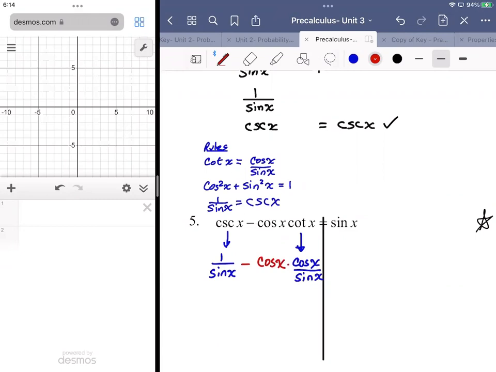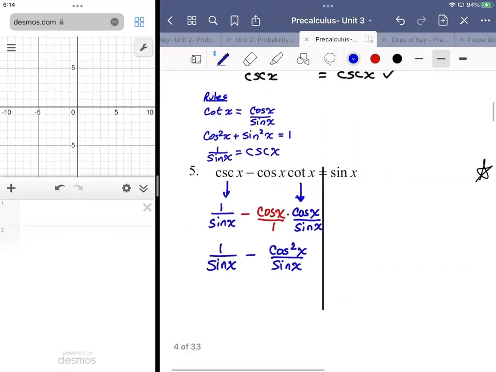All right, so we're looking at something that's got kind of a similar feel, right? But this one's going to work out in a more concise way, because that cosine of x can be thought of as cosine x over 1. When you multiply, you get 1 over sine x minus cosine squared x over sine x. With that common denominator, I can say over the sine of x, we have a 1 minus cosine squared.